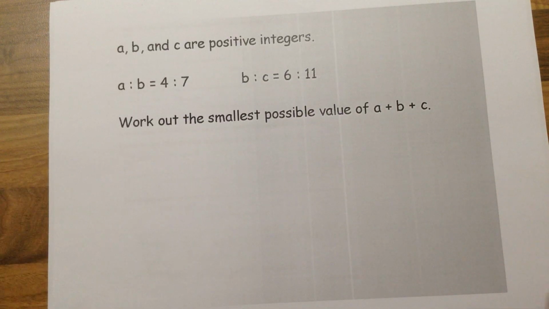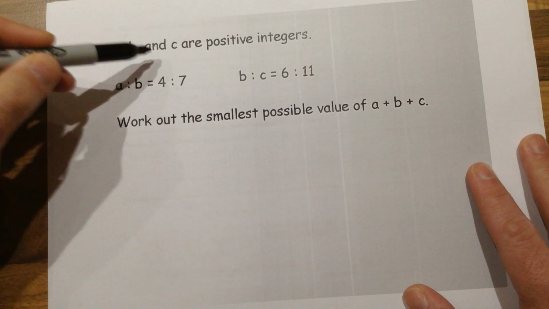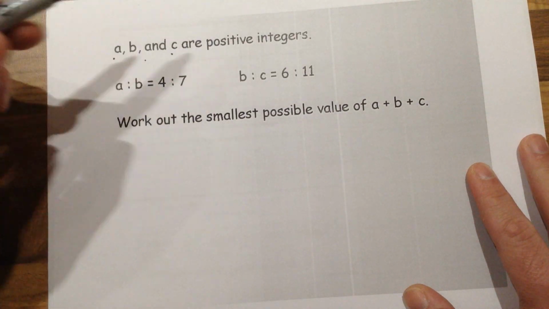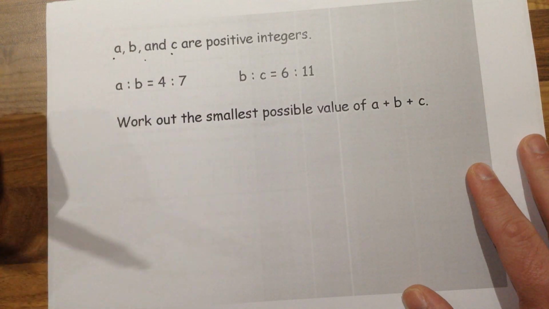The next question is a bit of a ratio problem. So here we've got values A, B and C are positive integers. So in other words, positive values that are whole numbers.